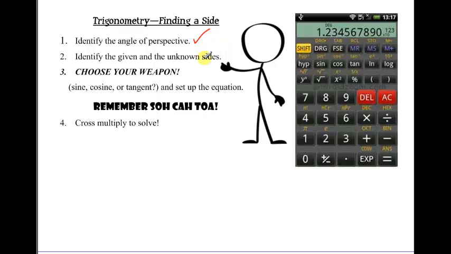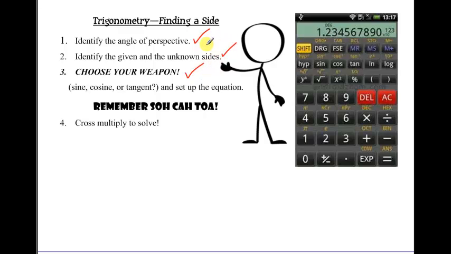You're going to identify the given and the unknown side. So one of the sides is going to be given at least. Other sides will be unknown and you'll be finding those, but you need to see those labeled. Then you're going to choose your weapon. Are you going to do sine, cosine, or tangent to set up your equation? And remember your SOHCAHTOA rules.